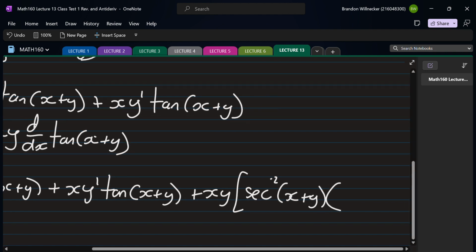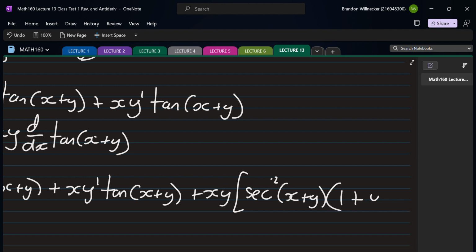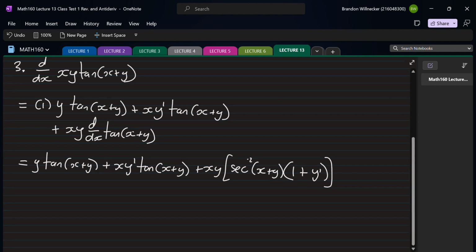And then we need to use the chain rule. We differentiate the inside. The derivative of x is 1. The derivative of y is y prime. So now we haven't made any mistakes. We've done the product rule on the one line. We've done the chain rule on the other line.